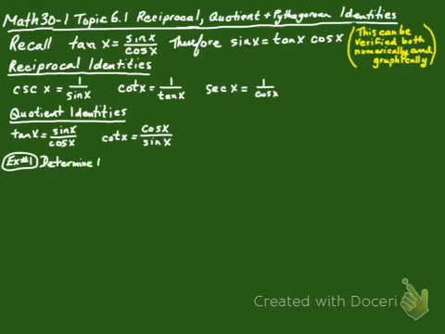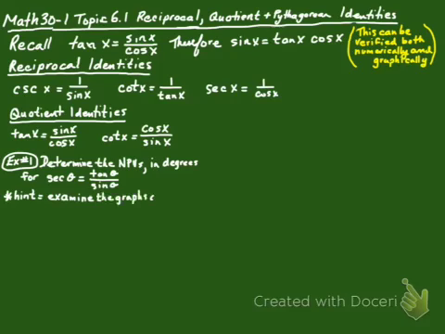Example 1. Determine the non-permissible values in degrees for secant theta equals tan theta over sine theta. Well, we could look at the graphs of all three of those functions and find out where the equations are going to be equal to 0. That'll tell us a lot about when it'll be undefined.